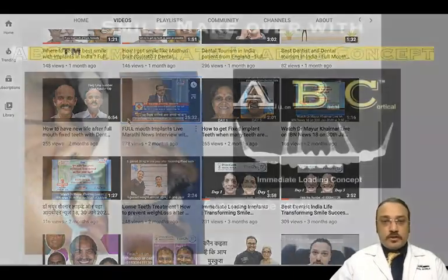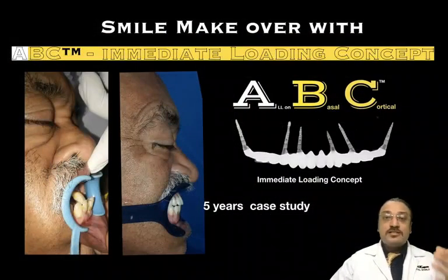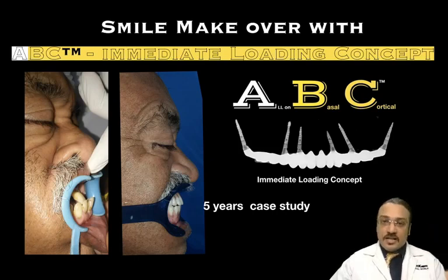So let me come to the case. This is the case of a skeletal class 3 relationship where we have given the patient fixed teeth with the help of full mouth dental implants by the technique of all on basal cortical.